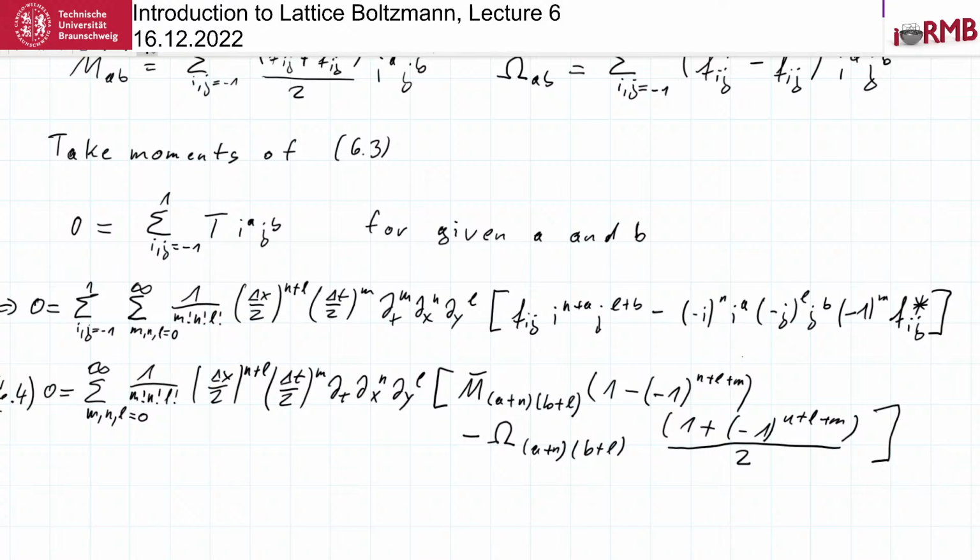Okay, so what does it mean? This means that if n plus l plus m is even, the m disappears, and we have the omega. And if n plus l plus m is odd, the omega disappears, and we have the m. That's the meaning between the two.